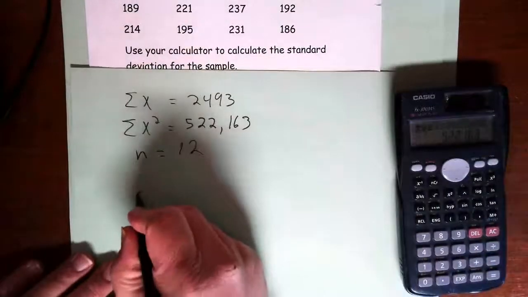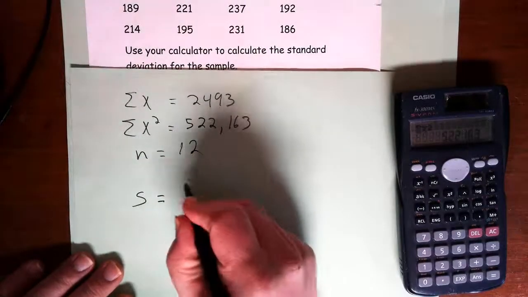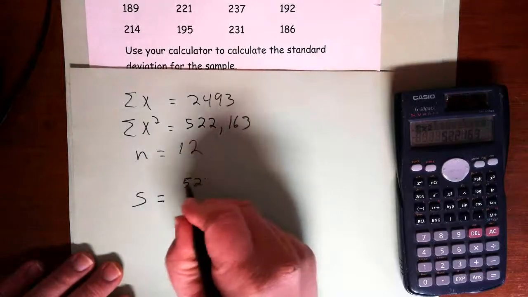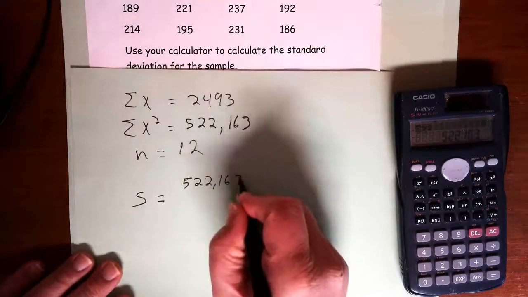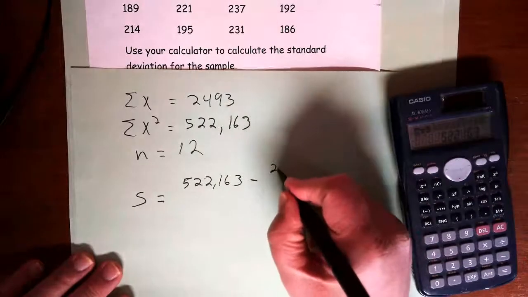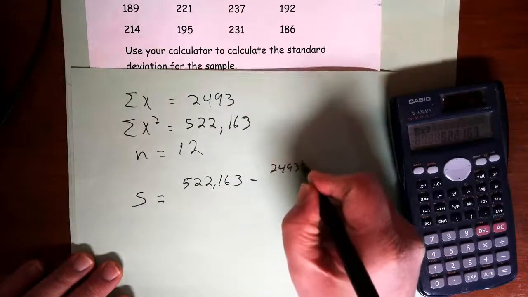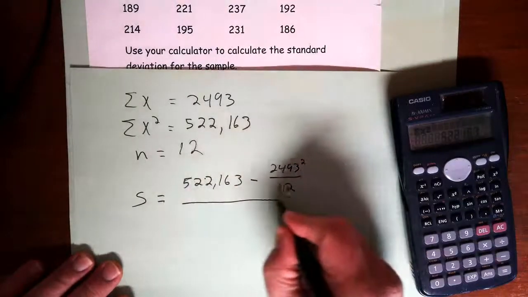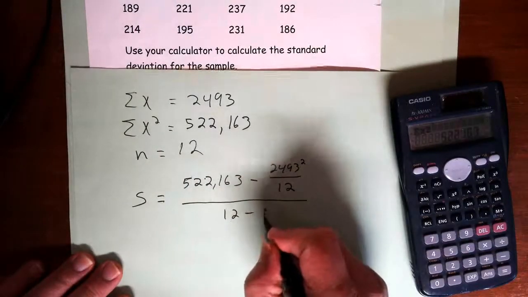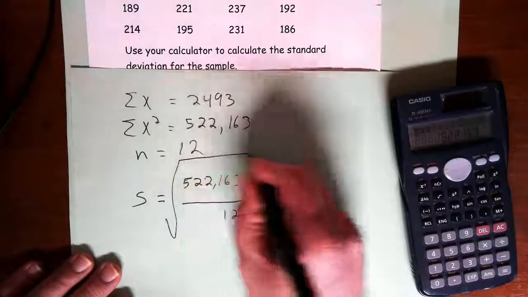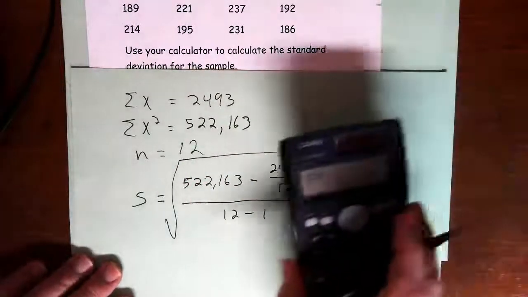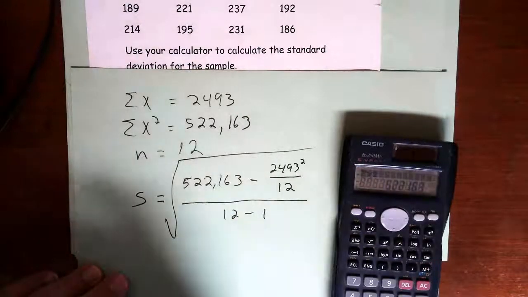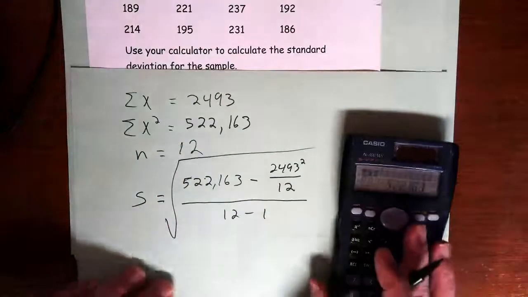Now I put them into the formula. So the sum of x squared is 522,163 minus the 2,493 squared divided by 12, all of that divided by 12 minus 1, and then I take the square root. Okay, and now we're going to do the top, divide by the bottom, and then take the square root.